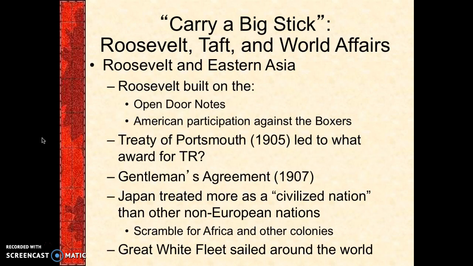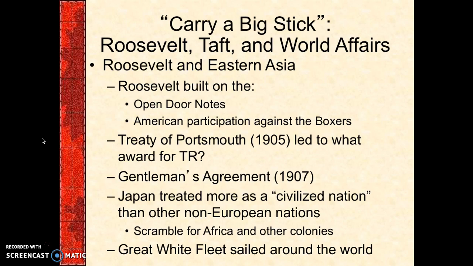Roosevelt and Eastern Asia. Roosevelt built on the Open Door Notes to maintain an American presence in China. America is also going to participate in actions against the Boxer Rebellion in China, further solidifying American interests within China. The Treaty of Portsmouth: TR negotiates this treaty between Russia and Japan, who had gone to war over claims within Asia, within China, Korea, and some other areas.